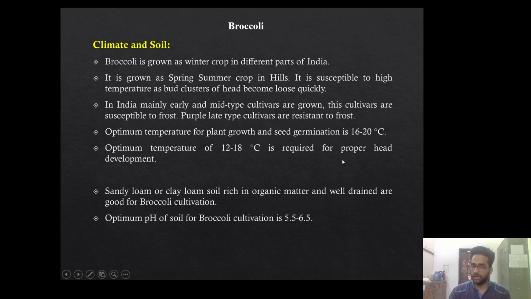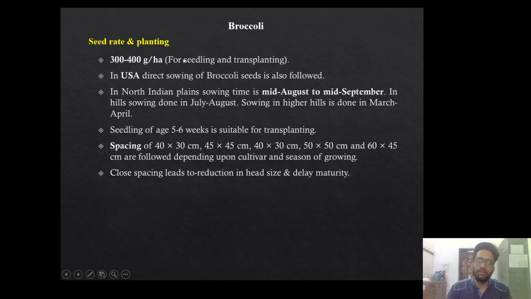In case of soil, sandy loam or clay loam soil that is rich in organic matter and well drained is good for broccoli cultivation. Optimum pH is 5.5 to 6.5 for broccoli cultivation. Now, seed rate and planting. 300-400 grams per hectare is the seed rate. In USA, direct sowing of broccoli seeds is followed.